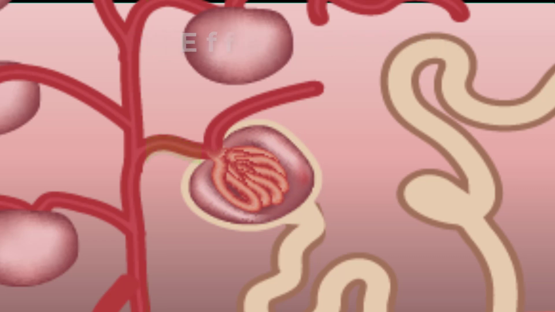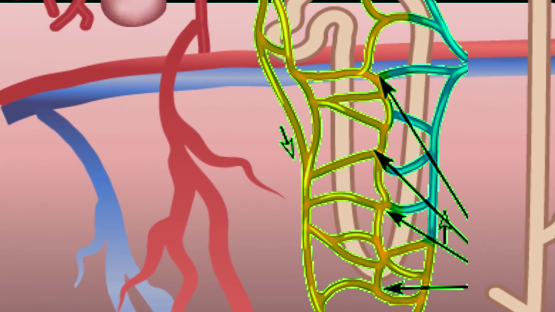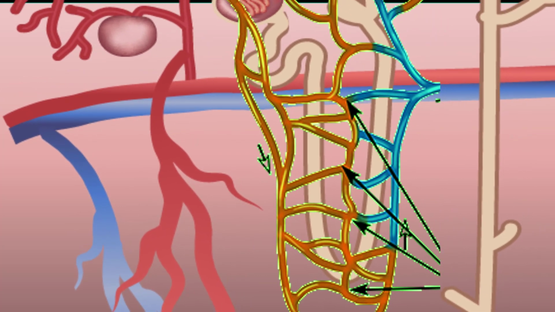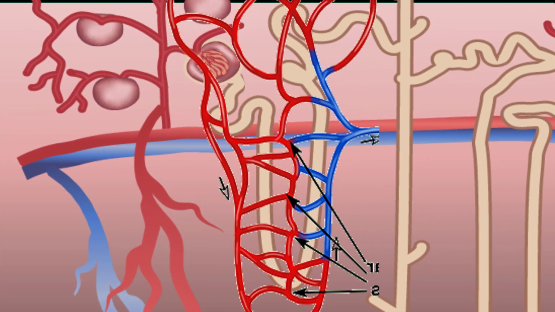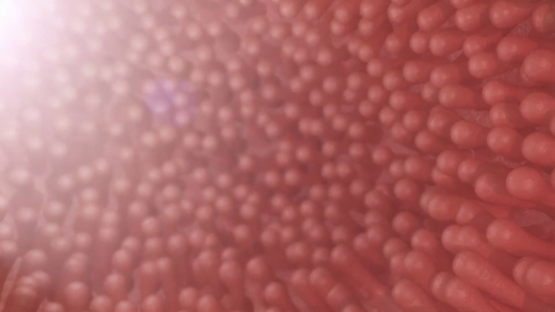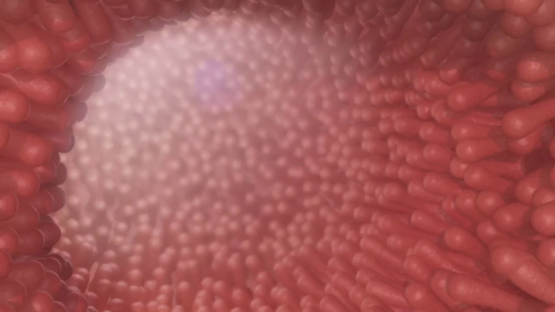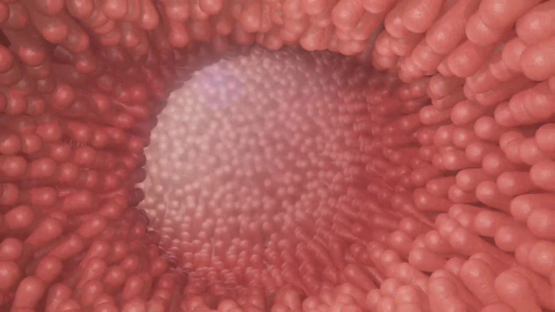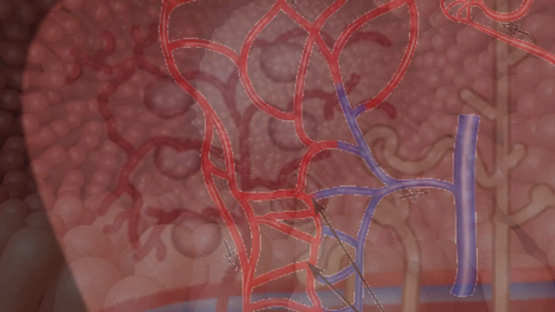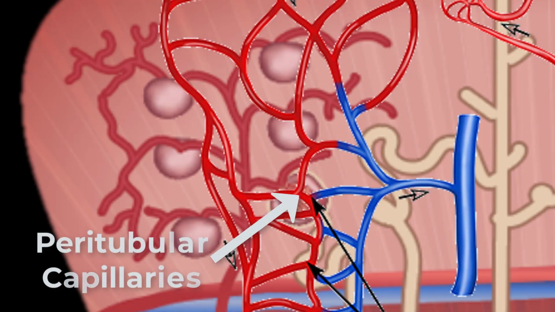The efferent arteriole usually leads to a plexus of peritubular capillaries. These are named for the fact that they form a network around another part of the nephron called the renal tubule. The renal tubule resorbs most of the water and solutes that filter out of the blood at the glomerulus, and returns these to the bloodstream by way of the peritubular capillaries.